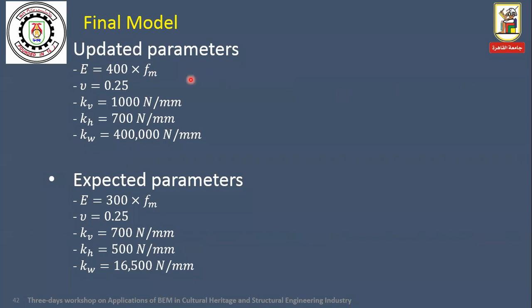When applying the neural network, these are the values that we use for the updated parameters: E 400 as FEM, mu 0.25, K vertical, K horizontal, and K wall. As compared to the expected parameters, 300, so we've used 400 instead of 300 for the E. The mu is the same. KV and KH are slightly lower, whereas the stiffness of the wall was higher than the original estimate.